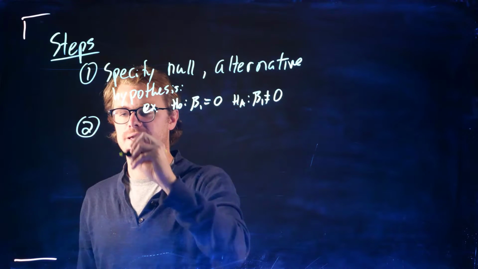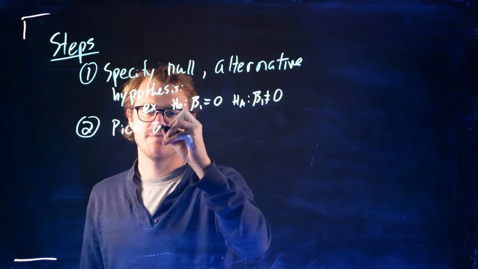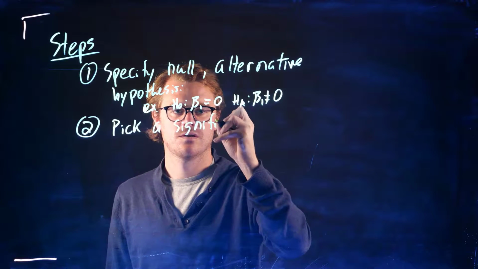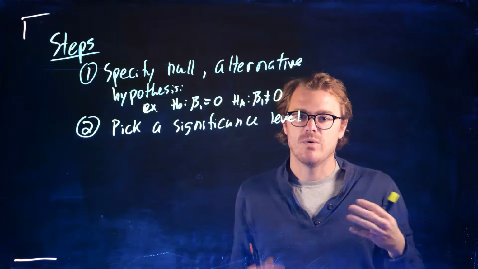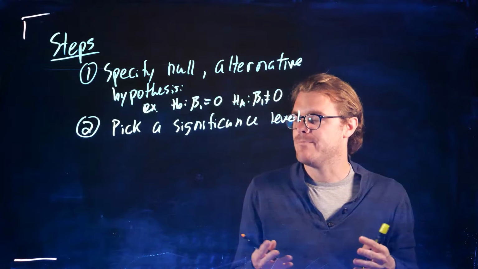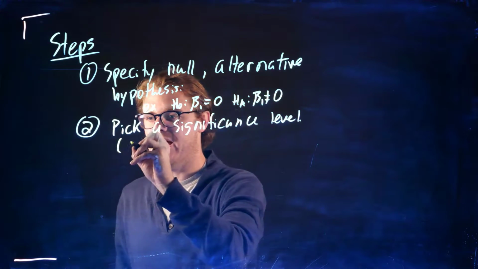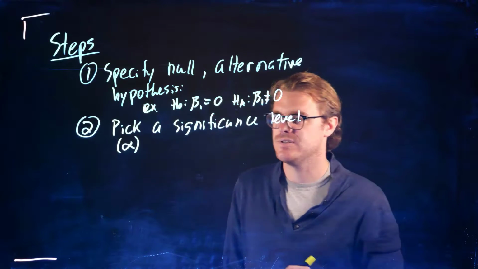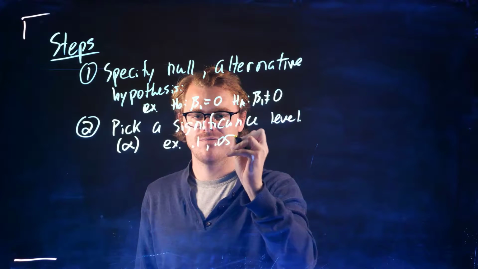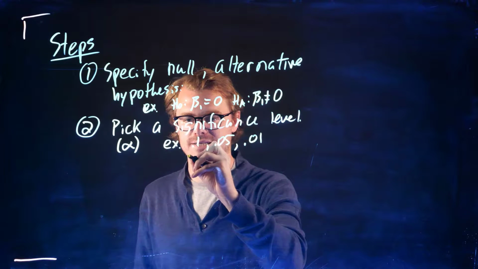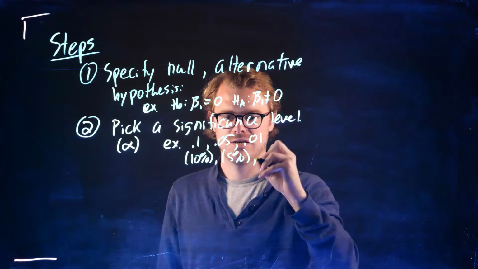The second step is going to be to pick a significance level. So we want to set a threshold for how often we're willing to make a type 1 error here. We often denote that with an alpha for the significance level. So for example, it might be 0.1, so 10%, 0.05, 5%, or 0.01, 1%.